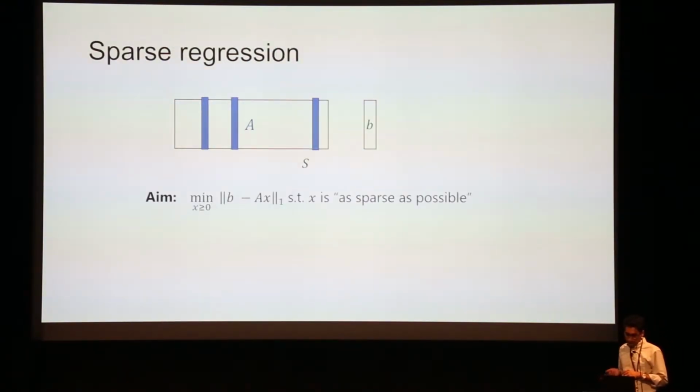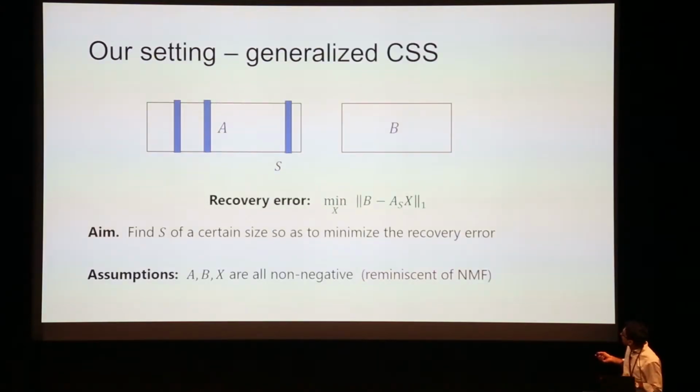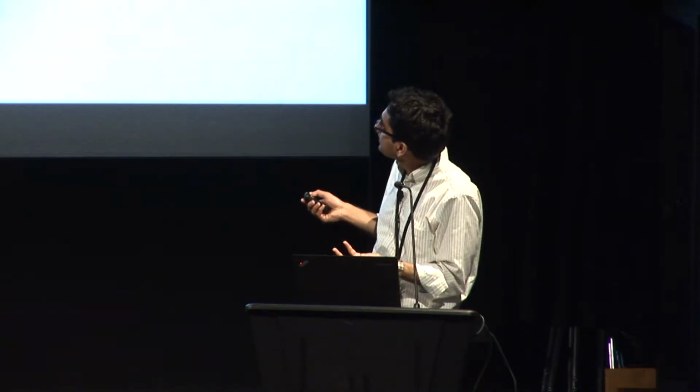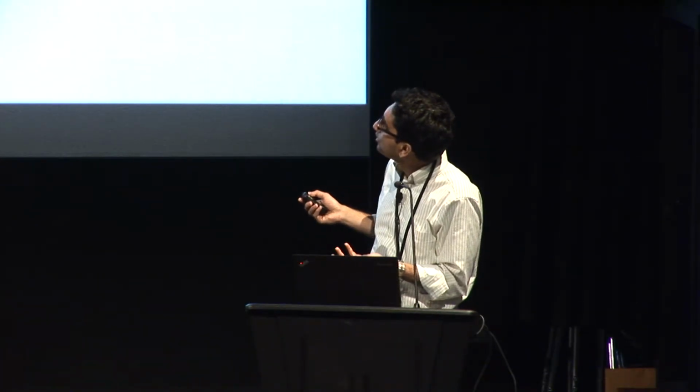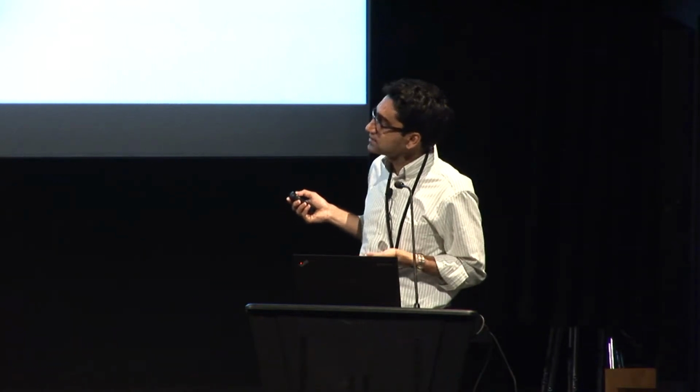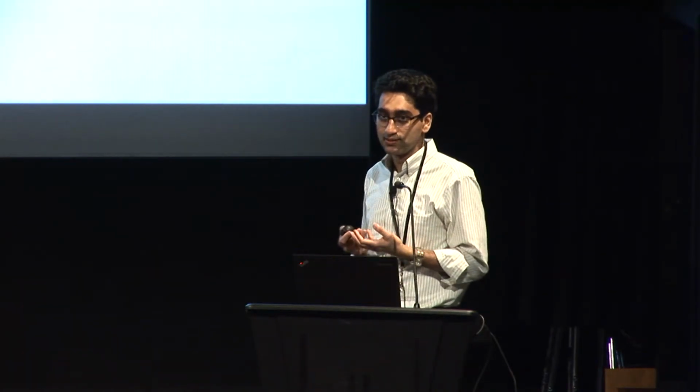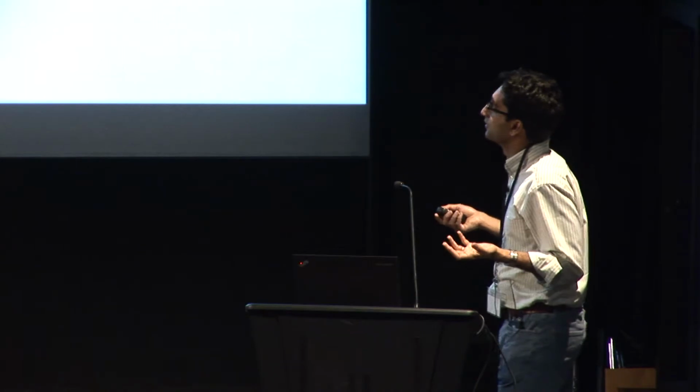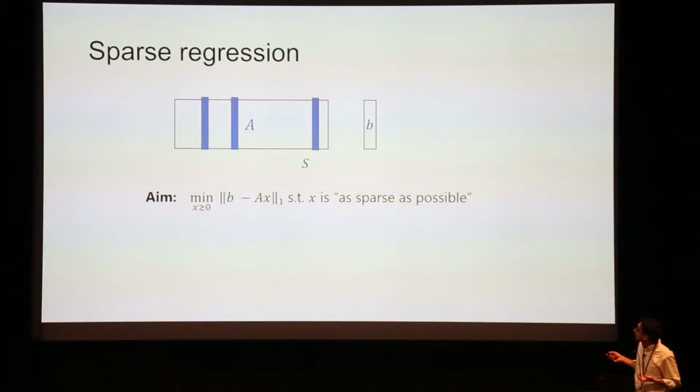One thing you notice immediately, if I have two different matrices A and B, is that the simplest version of this is when B is just a single column. And that is the sparse regression problem. This is something that is extensively studied, right? You have a matrix A, and you want to solve Ax equals B, where X is as sparse as possible. Now we are measuring the error in the L1 norm, and these things are all non-negative.